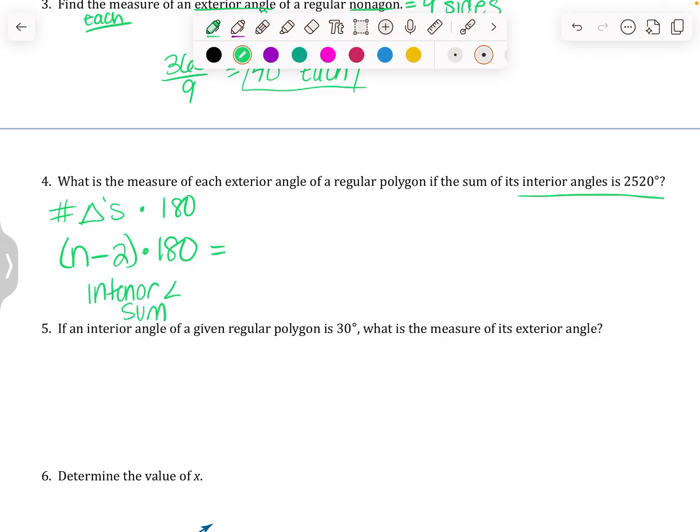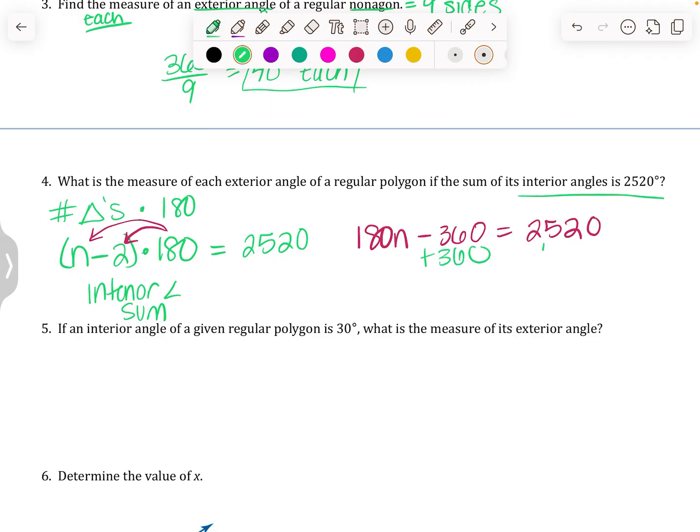If we know that the interior angle sum is equal to 2,520, we can use this equation to figure out how many sides it has. You can start by dividing both sides by 180, or we can distribute the 180 through here and get a nice equation to solve. So 180 times n is going to be 180n. 180 times negative 2 is going to be negative 360 degrees equals 2,520. So we're going to want to solve this for n.